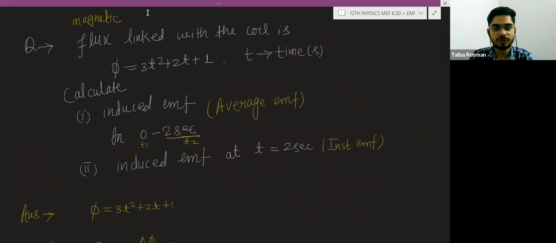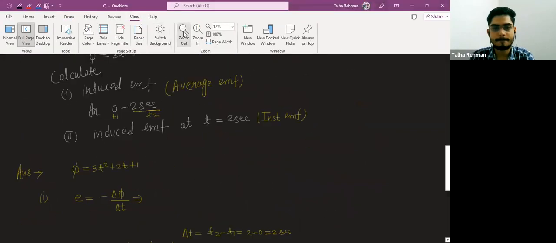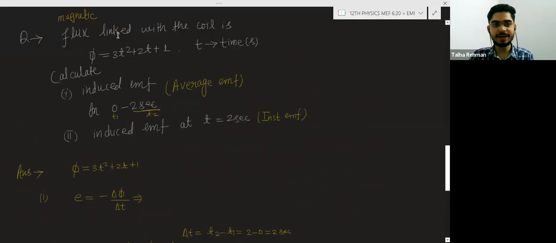Write down this question. So this is the magnetic flux linked with the coil, this phi. Write down fast.